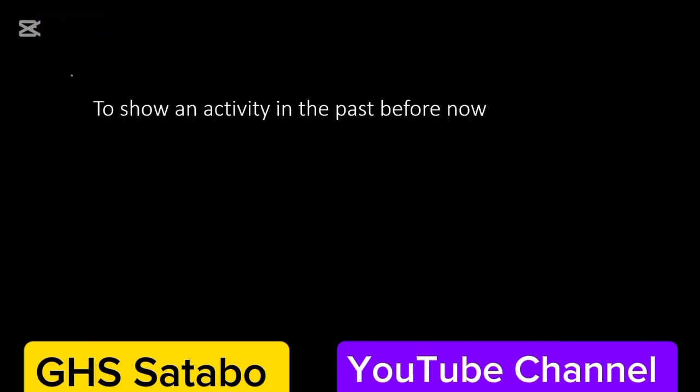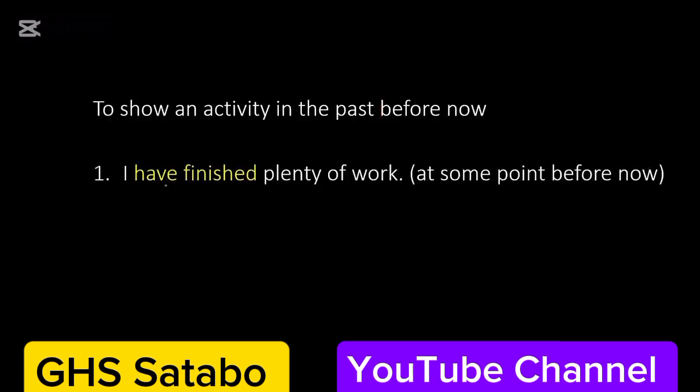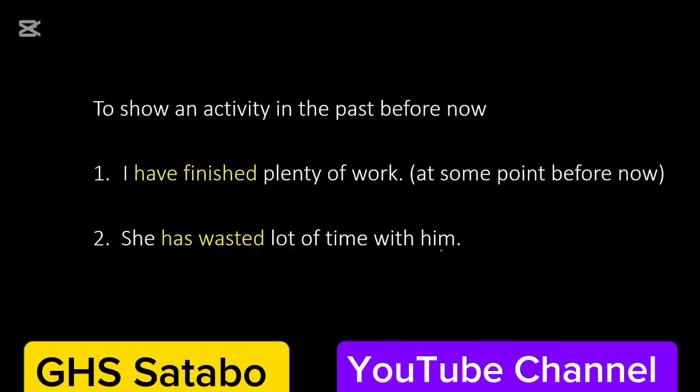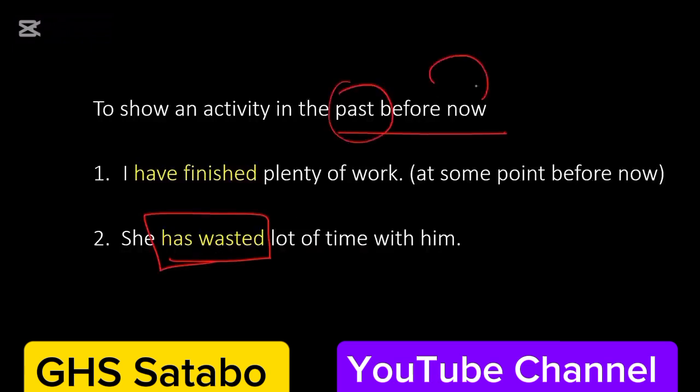Moving on, let's talk about situation number 2 to use present perfect tense. It is used to show an activity in the past before now. Please focus on this part of the sentence. It is used to show an activity in the past before now. An example, I have finished plenty of work. So it clearly shows that at some point before now, I have finished plenty of my work. She has wasted a lot of time with him. So this activity of wasting time is already over, but it is over in the past, that was before now.